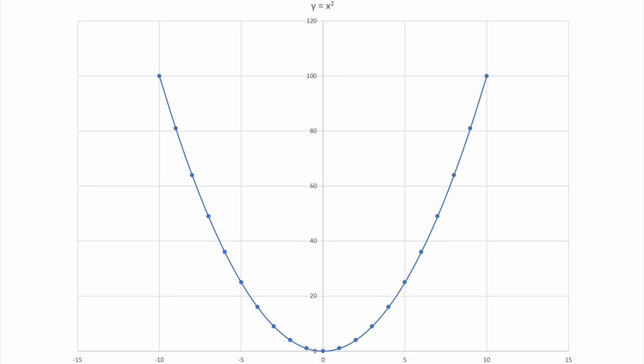y equals x squared. What is the slope of this equation? It does not have a single given slope like a linear equation. However, you can find the slope at any given point using a derivative. The way you take a derivative is you take the exponent, multiply x by it, and then subtract that exponent by 1.